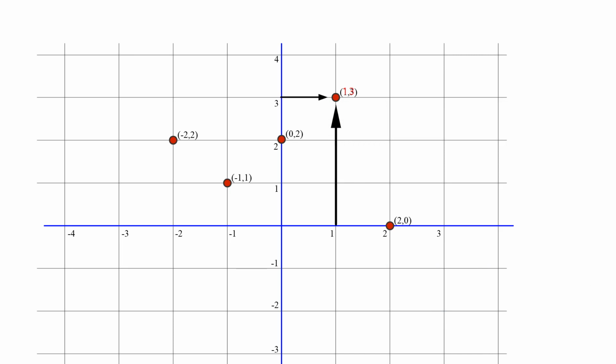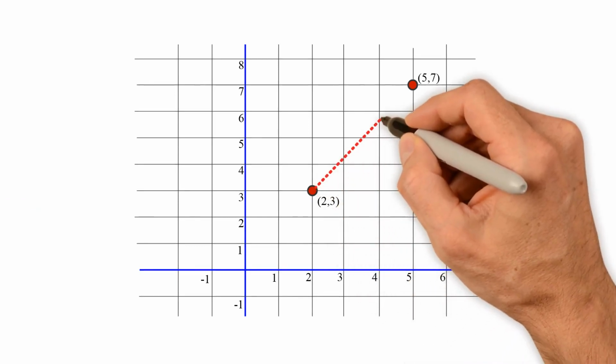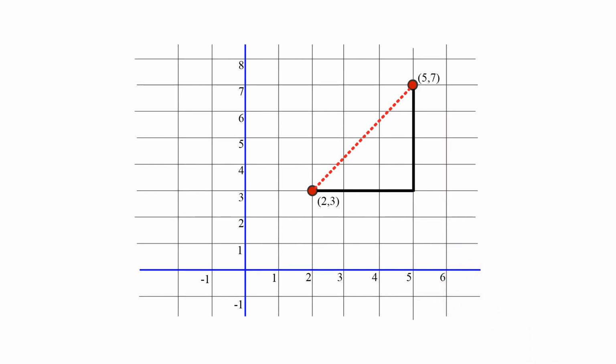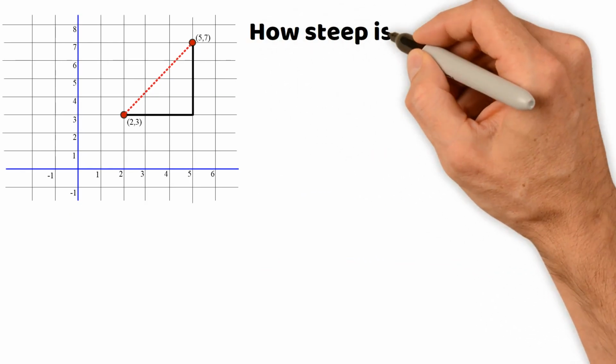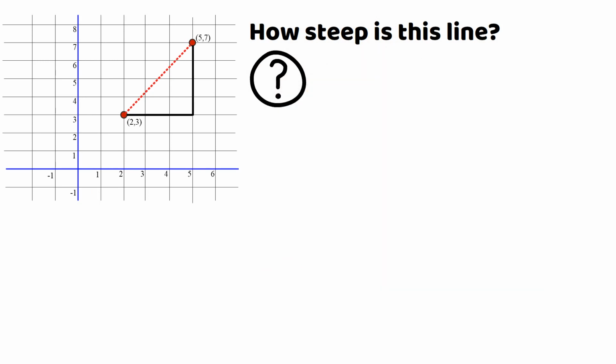Whenever we have two distinct points, we can draw a line or line segment between them. For example, say we have one point, (2, 3), and another point, (5, 7). We can draw this red dotted line segment between them. How steep is this line? How can we assign a number that measures how steep this line is?